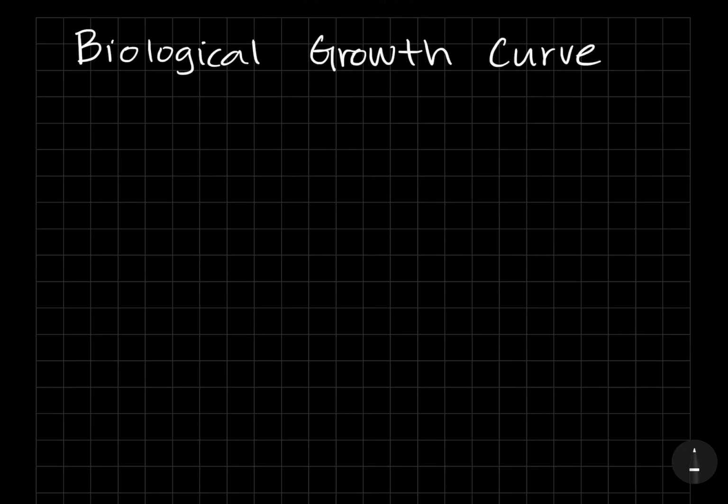Hi, today we're going to look at the biological growth curve. This is our S-shaped curve, so we can represent it with our y-axis as our population size. We call that N, population size, and our x-axis is going to be time.